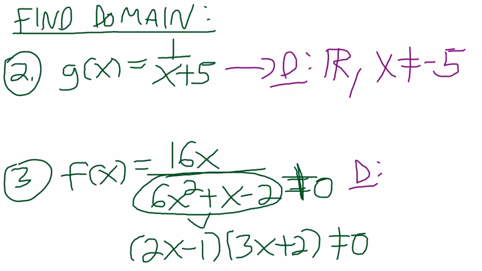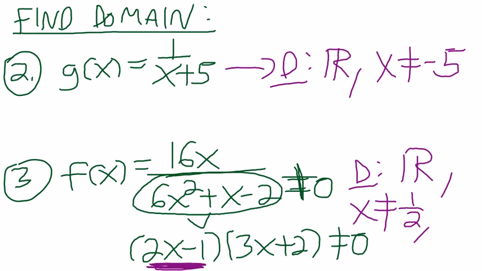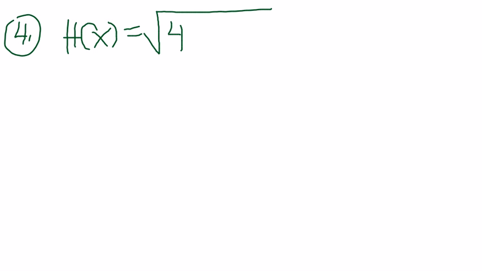It's all real numbers again, except now there's two values that x cannot equal. For this 2x minus 1, if you set that equal to 0, you would add 1, then divide by 2. So it can't equal 1/2. For this 3x plus 2, you would subtract 2 and then divide by 3. So it would be negative 2/3. Okay, let's look at an example where we have a square root. Okay, last example. When we have the square root, for this one, we're going to have h of x equals the square root of 4 minus x squared.